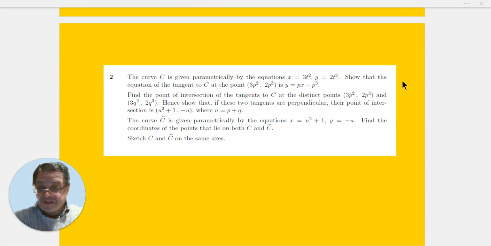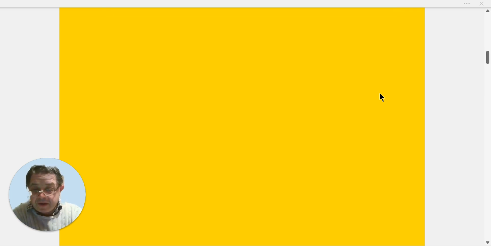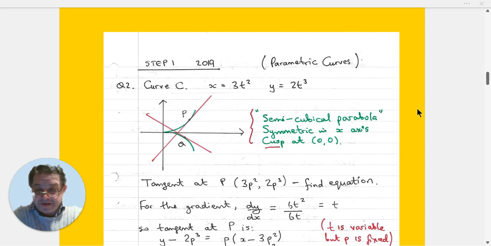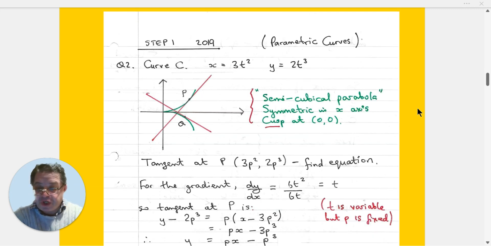So we're told the curve C is given parametrically by the equations x equals 3t squared and y equals 2t cubed, and we're being asked to show the tangent to the curve at a point with parameter p is y equals px take p cubed. This is essentially an A-level question on finding tangents to curves. The difference being that you're probably not familiar with this particular curve, which is called a semi-cubical parabola.